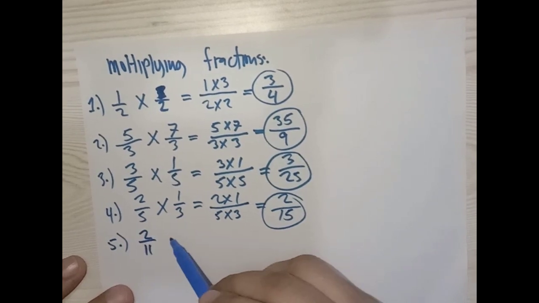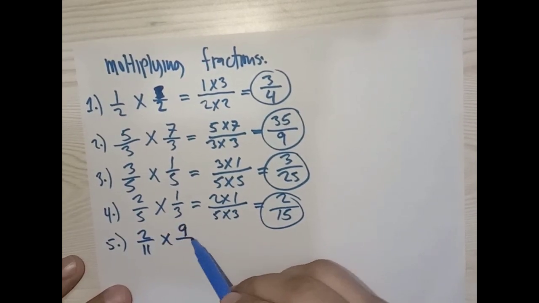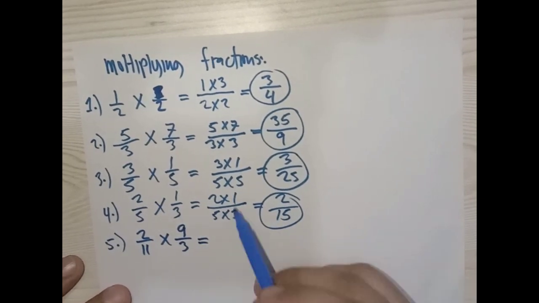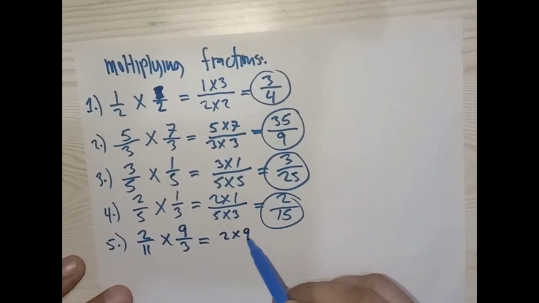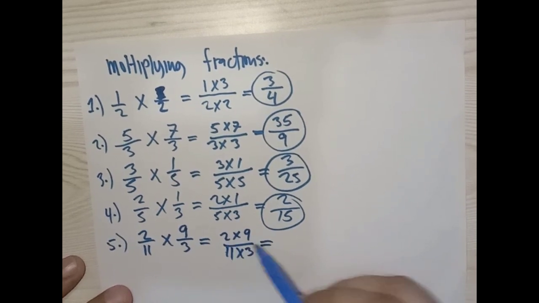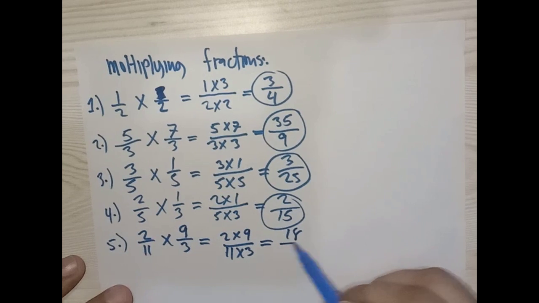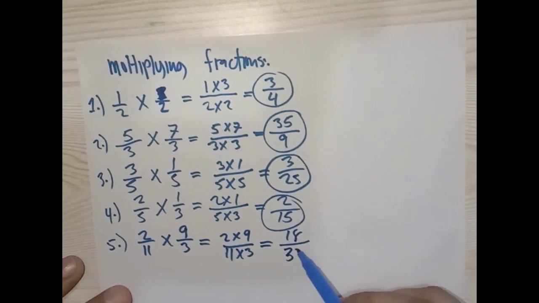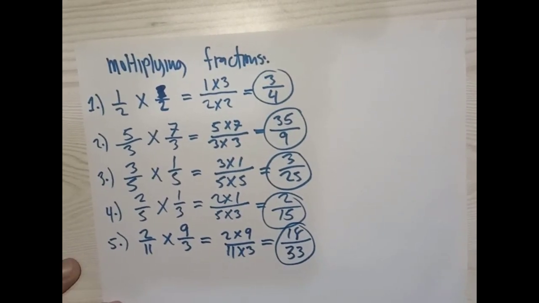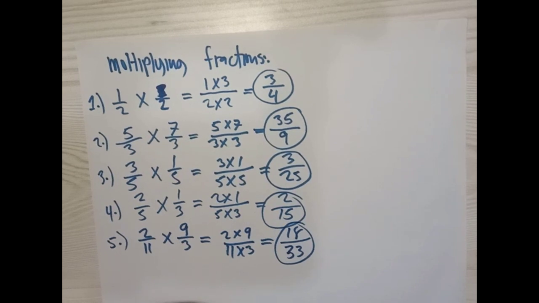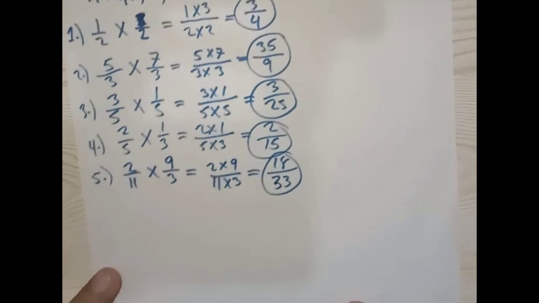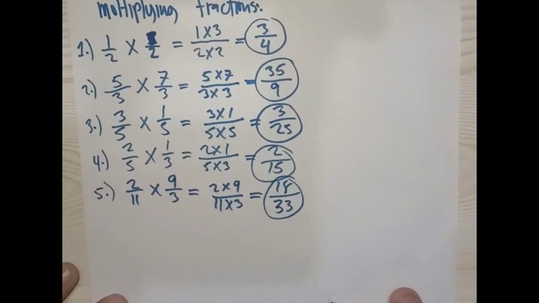Okay, another example. 2 over 11 times 9 over 3. Okay? So, same process again. 2 times 9 over 11 times 3. So, 2 times 9 is 18 all over 33. That's how easy it is when we multiply two fractions, with similar or dissimilar denominators. Okay, so how about if we are going to multiply a mixed number?